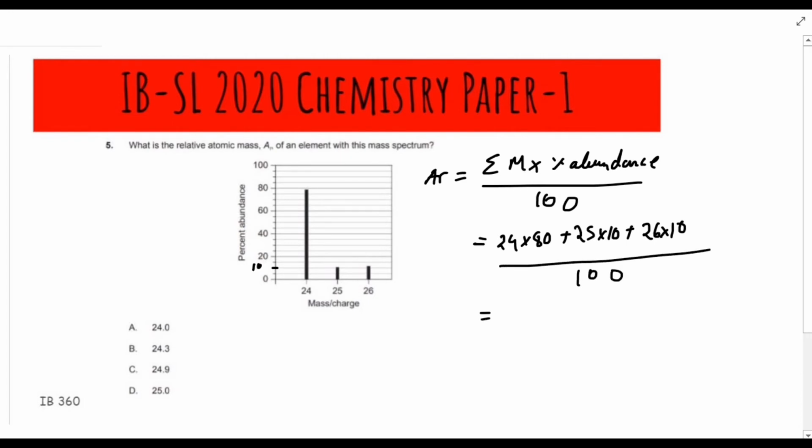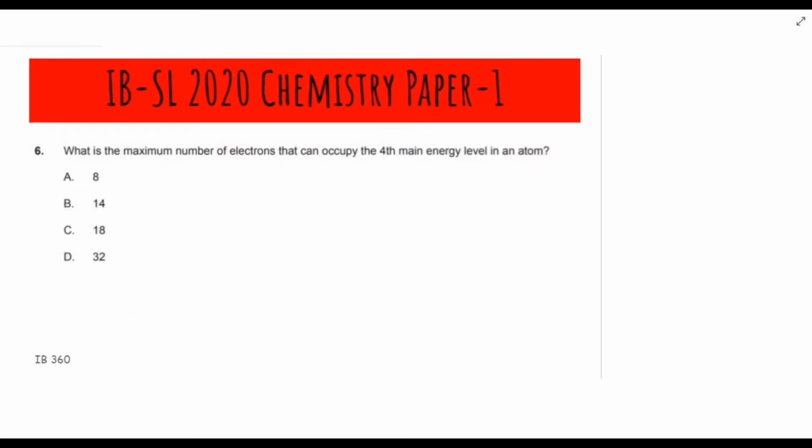So on calculating this, what we get is 24.3. So option B is the correct answer to question 5. Now let's move on to question 6.